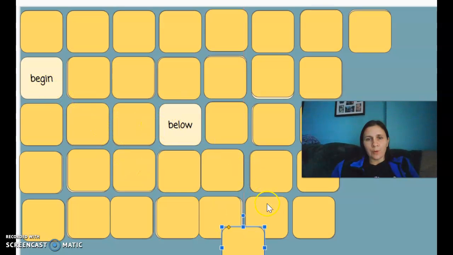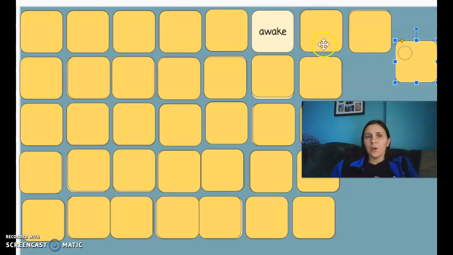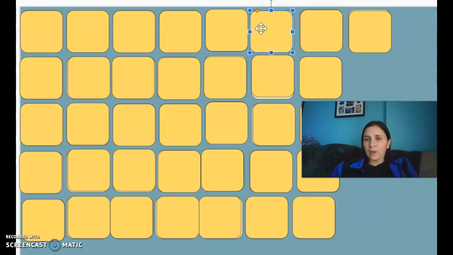Begin, below, those are not antonyms, so I would put the card back over the top, and it would be my partner's turn. They would take a turn. Awake and dead, those are not antonyms, so I would cover those back up. You and your partner are going to take turns drawing two cards to find out if they are antonyms.